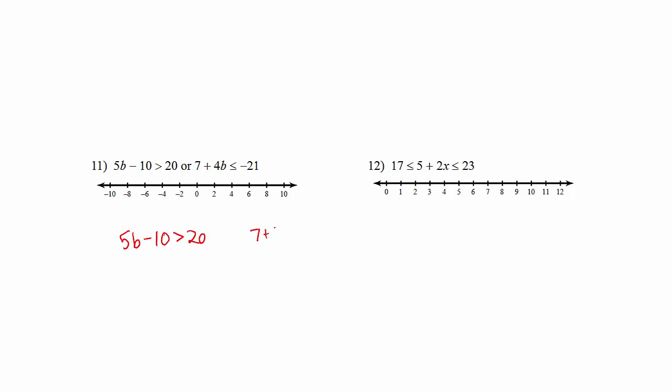And then we also want to solve 7 plus 4b is less than or equal to -21. So I'm going to add 10 to both sides, so that I get 5b is greater than 30, and then I would divide both sides by 5, so b is greater than 6. And then I'm going to subtract 7.